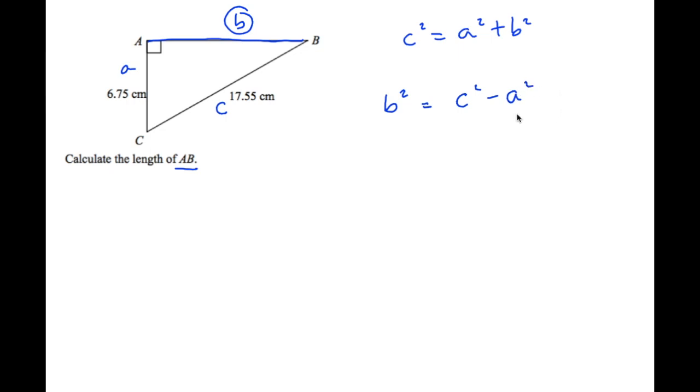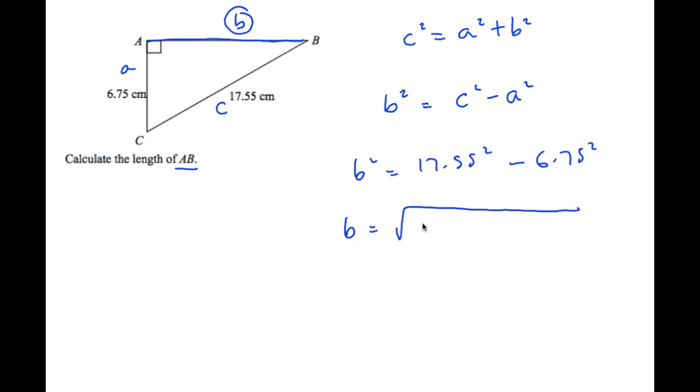All I do now is substitute and solve. So b squared is equal to 17.55 squared minus 6.75 squared. As before, I can simplify this in my calculator just by putting the whole lot of that under the square root.